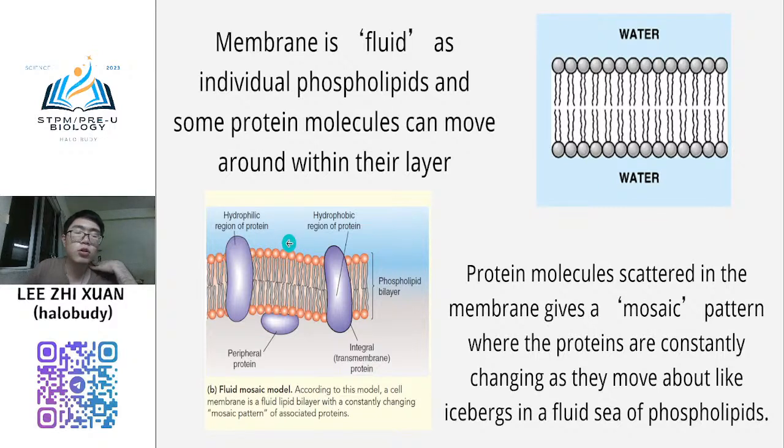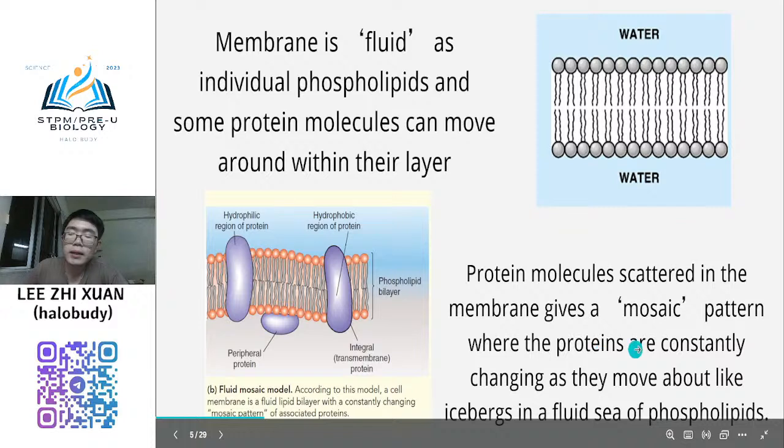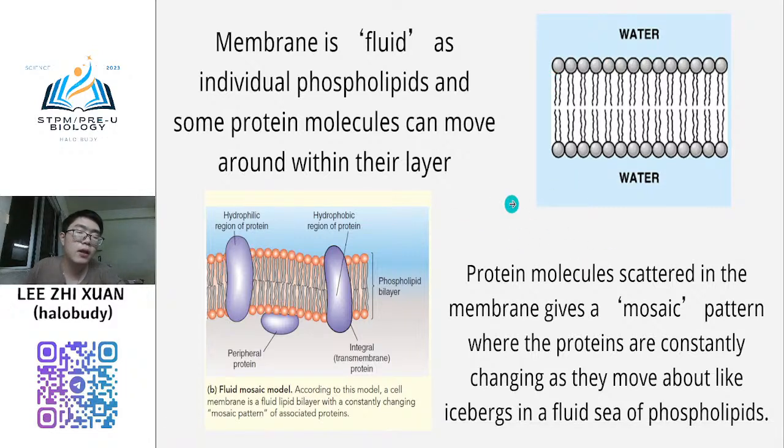The outer layer normally faces the outside environment, and the inner layer faces the cytoplasm. So this gives the mosaic pattern where the proteins are constantly changing as they move about, like icebergs in a fluid sea of phospholipid. So that is why it looks fluid and mosaic. These are the reasons, if we want to explain. Maybe in the exam it will come out.